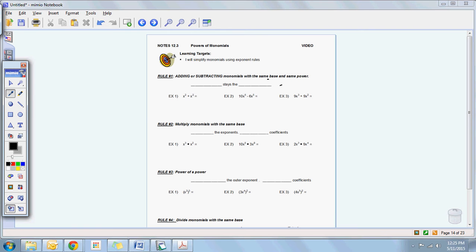Rule number 1 is when you are asked to add or subtract monomials with the same base, this is key, and the same power. The only way to add or subtract things with exponents is if they have the same base. So here's our base, x and x, to the same power. I can add those. It's good. I could subtract them even if they have the same base to same power. They do not need the same outside number. That's okay. Same base. The thing that's holding up the exponent must be exactly the same. Okay? So the exponent stays the same.